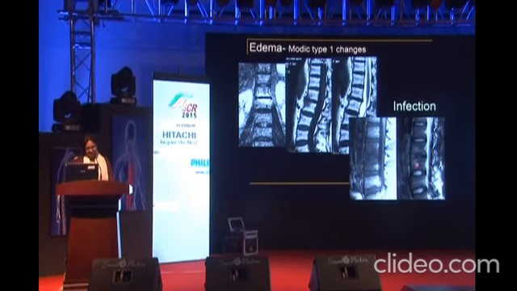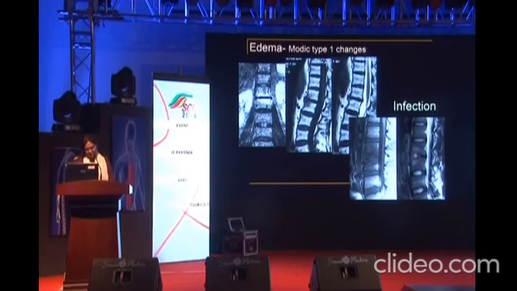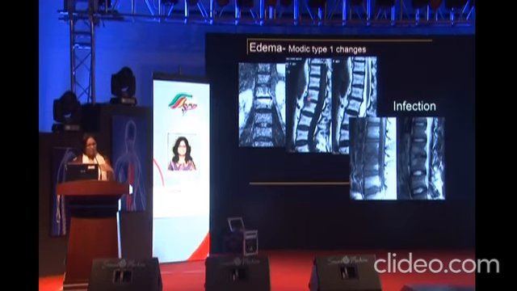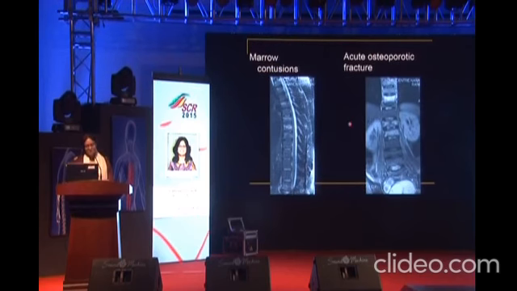In infection, the intervening disc is also involved, so it is bright in tuberculous early spondylodiscitis. And when you notice, there is some amount of soft tissue component. While in Modic type 1 changes, the disc is dark, it is degenerated, and the edema is limited to less than about half of the vertebral body. It's not too diffuse. Tuberculosis typical appearance, we all know: disc, two bodies involved, associated soft tissue component. This is in the later stages.